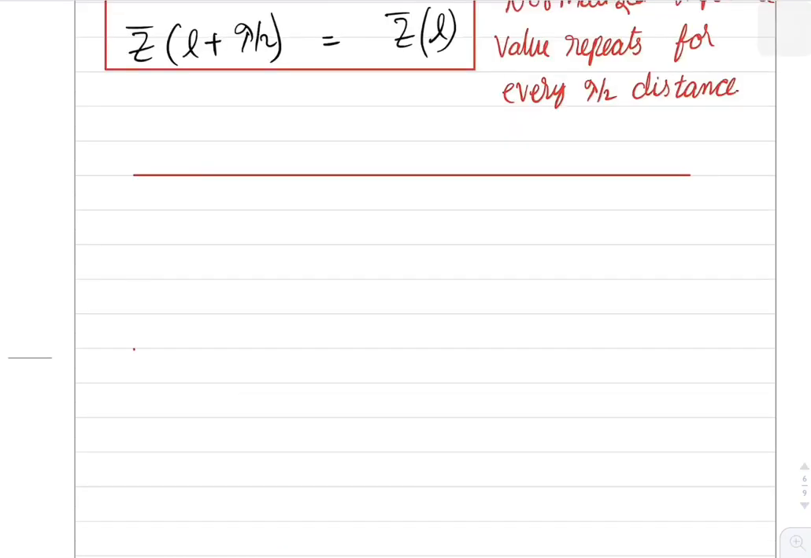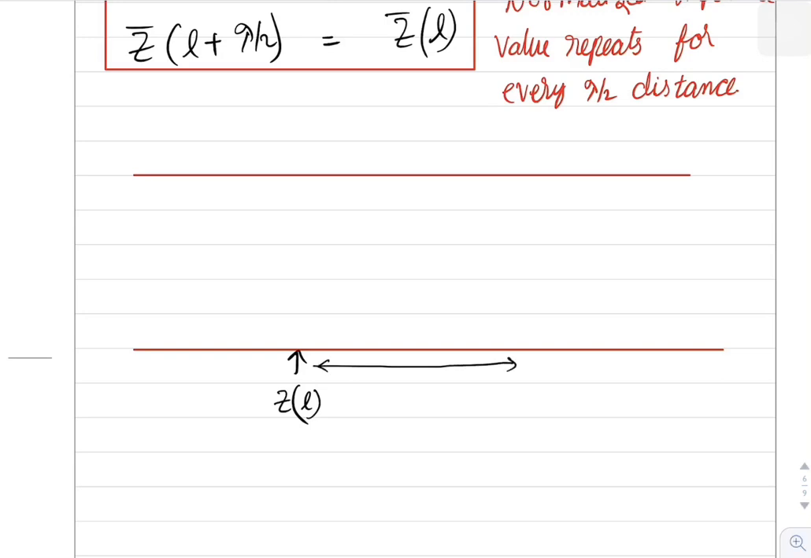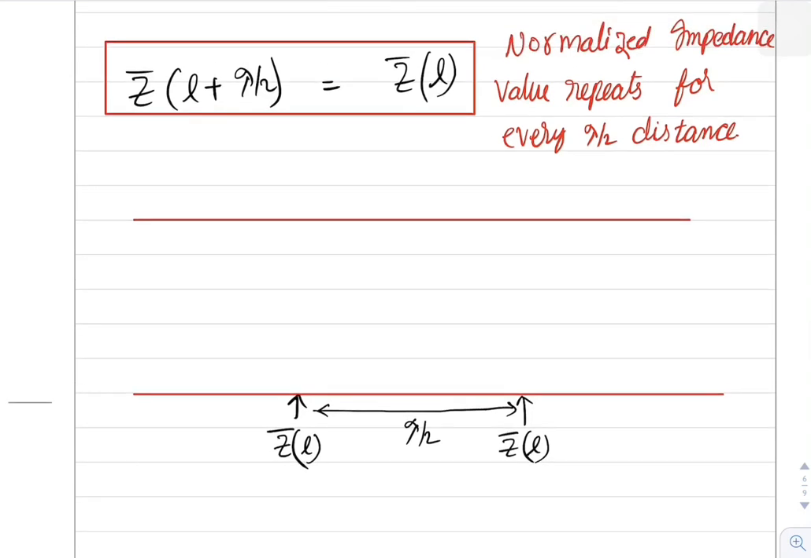Let us say I have a transmission line. If I try to measure impedance here, let us say this is Z of L. If I move a distance of lambda by 2, and try to measure the impedance here, you are going to get the same value Z of L. Let's mention it as Z bar of L, because only the normalized impedance value we will consider on a Smith chart. You cannot say the impedance value repeats for every lambda by 2 distance. You must say that the normalized impedance value repeats for every lambda by 2 distance.